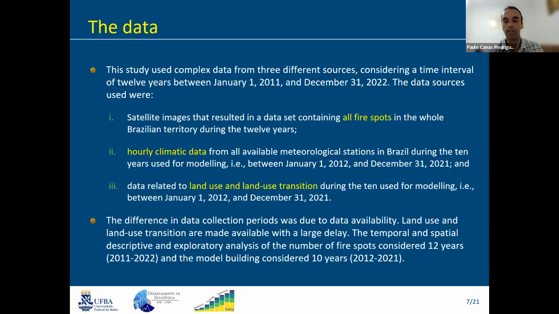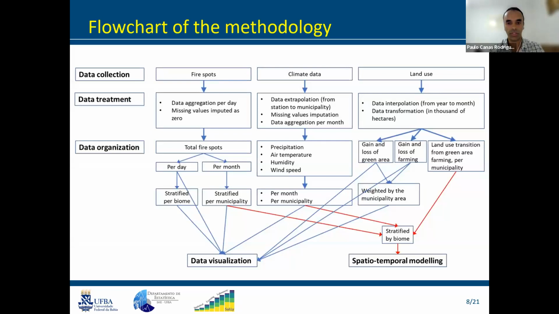The second one is the climate data, which are those environmental variables like wind speed, radiation, rainfall, and others. And this is hourly, which means that we have measures each hour. And then the third one is related to land use and land use occupation. It is possible to measure from year to year the amount of land that moved from green areas to agriculture, to plant soja, for instance, or something like that. So we can measure that, and we use that as a third database as well.